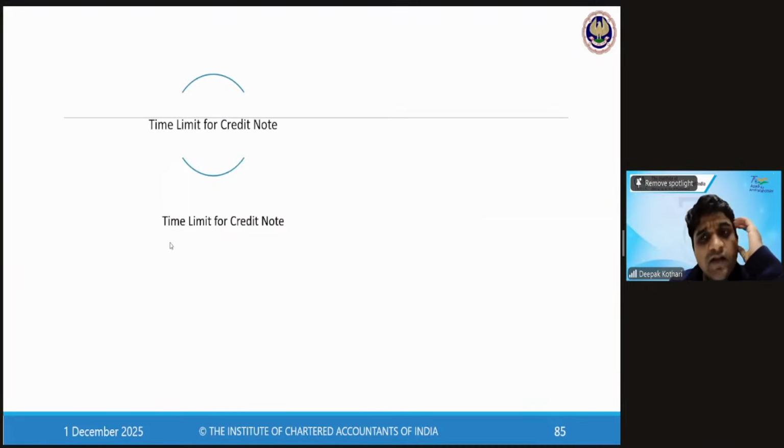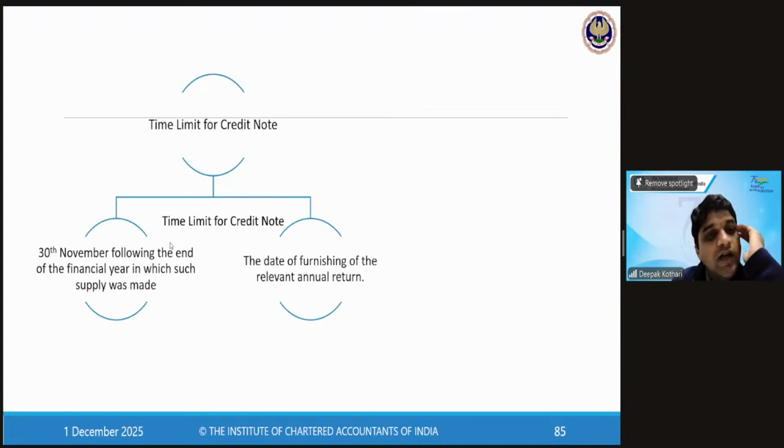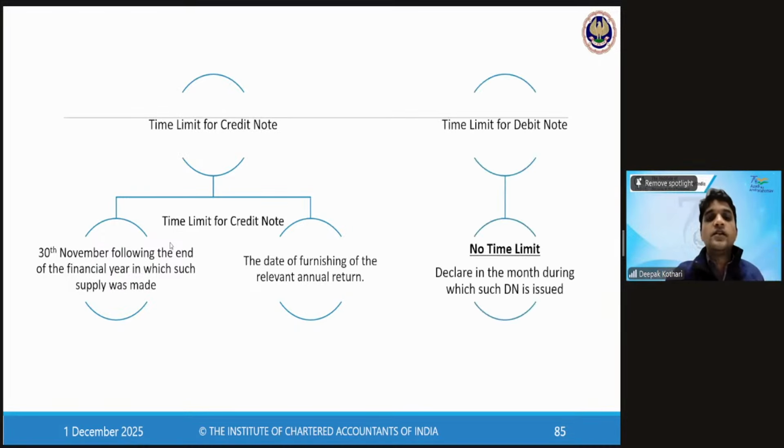Okay. Next is the time limit within which you can raise a credit note and debit note. The time limit for raising a credit note is 30th November following the end of the financial year in which such supply was made, or the date of furnishing the annual return. This we had seen in the MCQ, right? For a credit note, there is a time limit. For a debit note, there is no time limit.